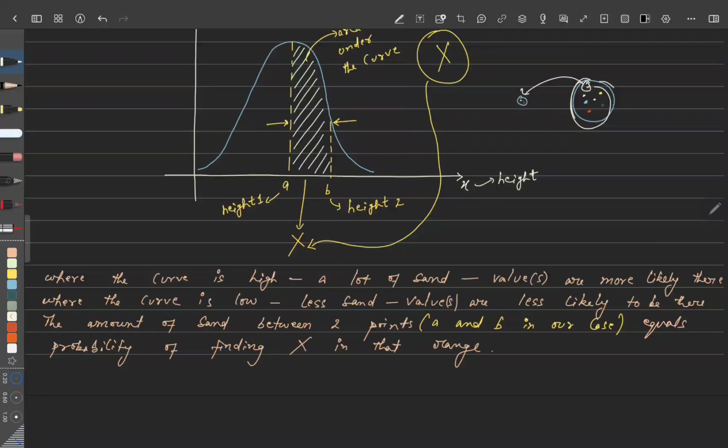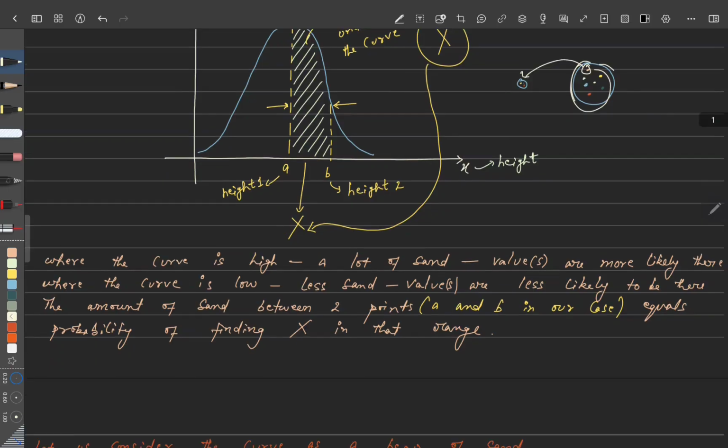So this is what this is telling us, that if the sand between these 2 points is large, which means the area under the curve between these 2 points is large, that means you have a very high probability of finding whatever you are trying to find.